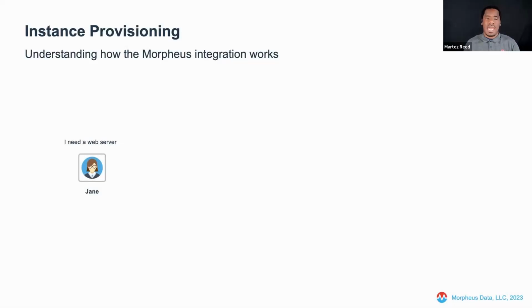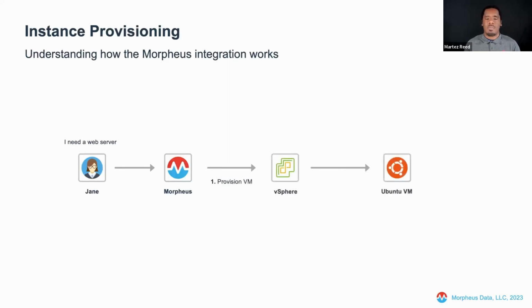So in this case, I have Jane. Jane needs a web server. And so she logs into Morpheus. Jane might have a self-service catalog item, or she may go through the provisioning wizard, but she needs a web server. So in the case of the Morpheus platform, as an example, I want to provision an Ubuntu VM into a VMware vSphere environment. Could be any number of the other clouds that the Morpheus platform supports, such as AWS, Azure, GCP, a handful of other on-prem environments.